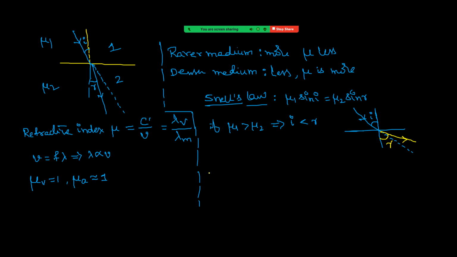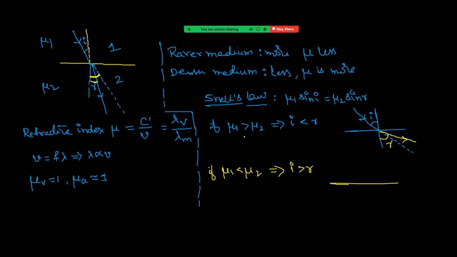Now take the reverse case. If mu1 is less than mu2, that means the light ray enters a denser medium, which implies I is greater than R. You can see the diagram here. The first one, if mu1 is less than mu2, means entering into a denser medium, then the light ray bends towards normal. This angle is now I, and this is now R, which is less than I.